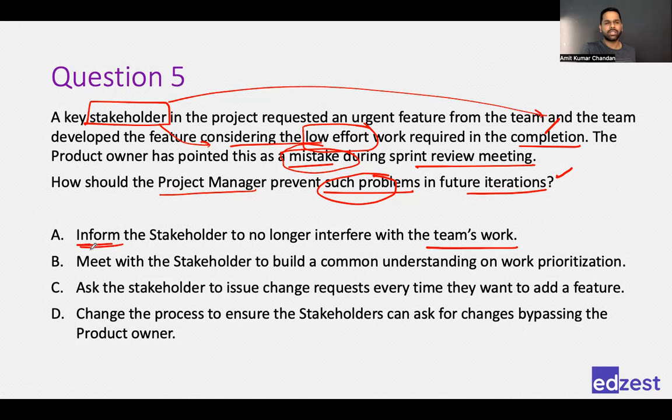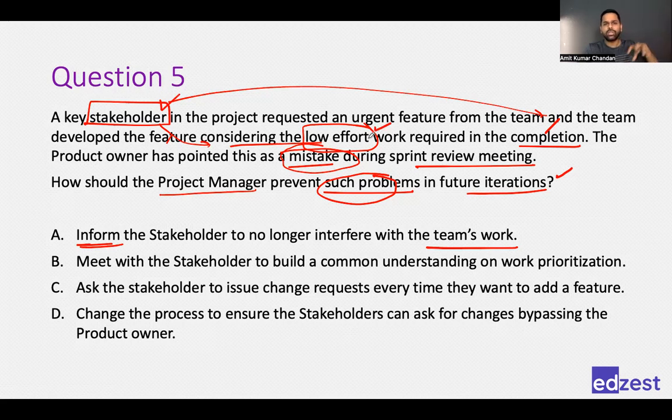What helps is discussing with them, taking their point of view, discussing with the team, taking their point of view, and finding a common ground, a common solution which would help both. There's a reason why the stakeholder is asking the team member directly. Probably the product owner is not listening to the stakeholder. There's a reason why the team member did the work. Probably the product owner is not helping. We don't know, and there could be other things at play.